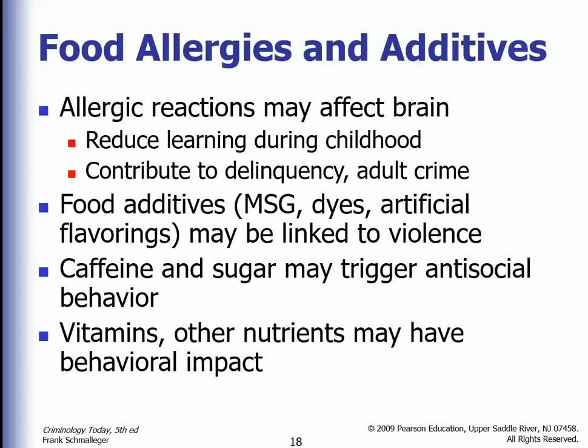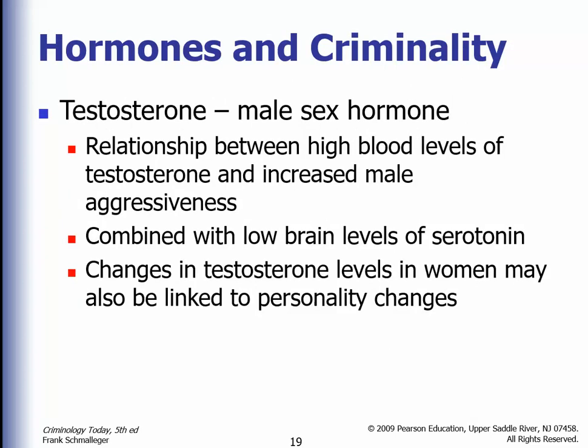Vitamins and other nutrients may also have an impact. Hormones in criminality. We've probably heard of roid rage, somebody taking too much testosterone, taking extra testosterone to help them build their muscles, and then having an anger issue and killing somebody or beating somebody. There are some studies that suggest a relationship between high blood levels of testosterone and increased male aggressiveness.